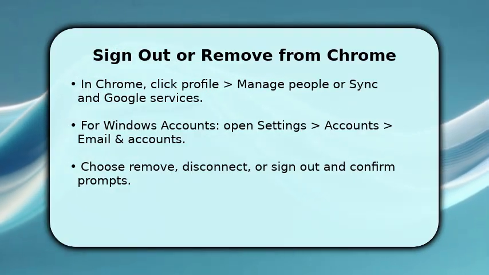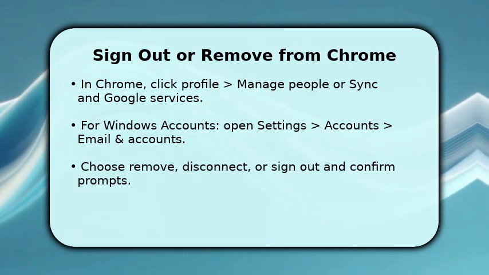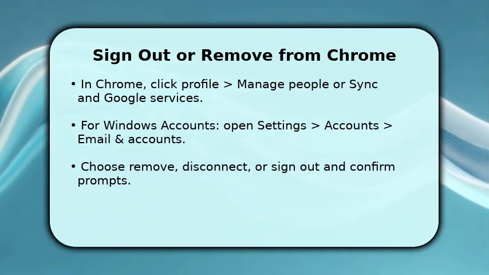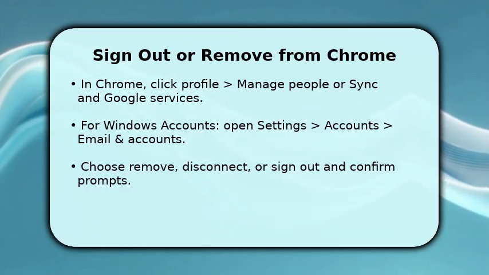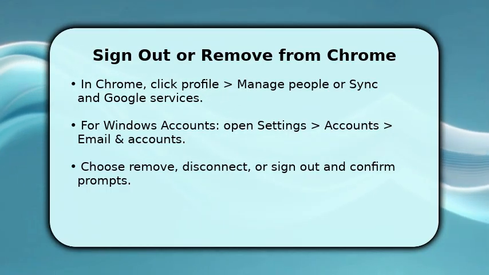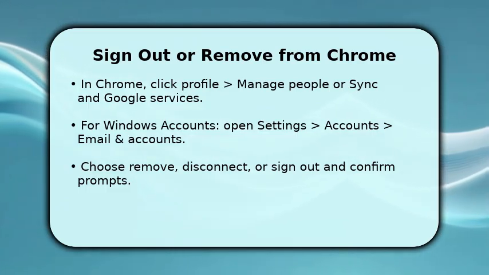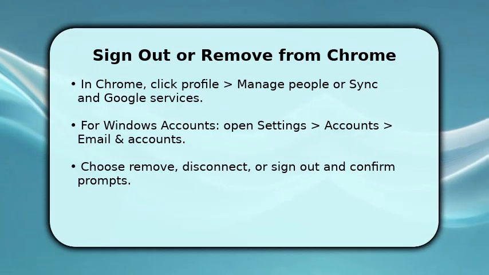In Chrome, go to Profile Sync and Google Services, manage your Google account, then click Sign Out or Remove this person. If the account is tied to Windows, open Settings, then Accounts, then Email and Accounts. Select the Google account and pick Remove. Confirm any prompts that warn about losing local data.